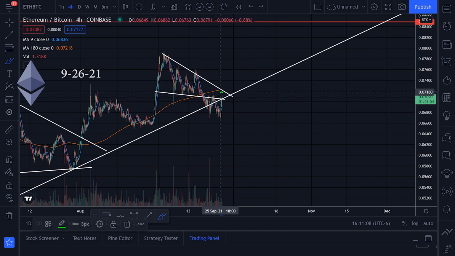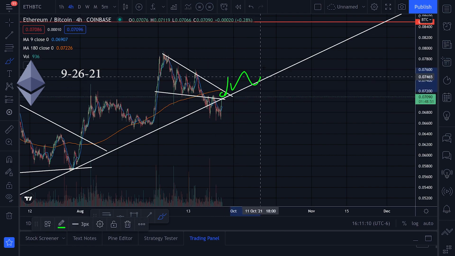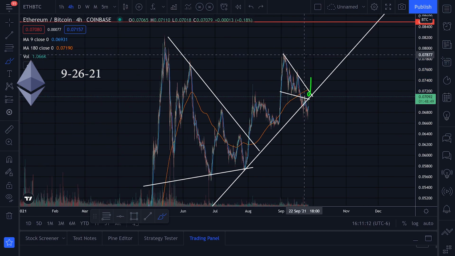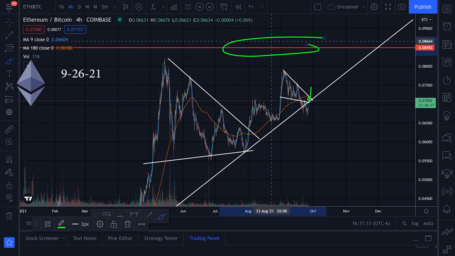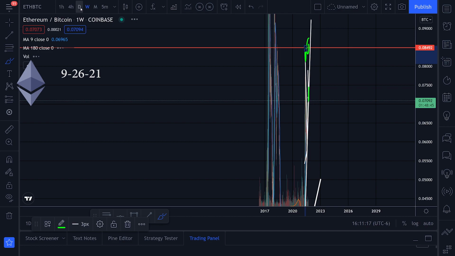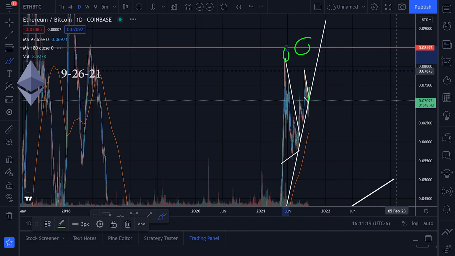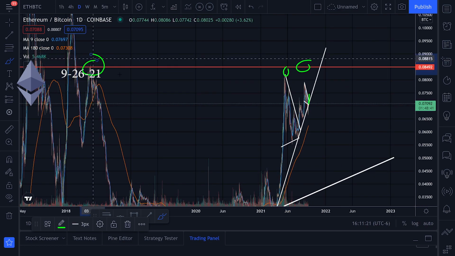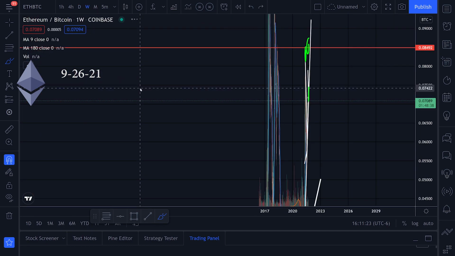But I think if we could break out of this going to the upside, keep riding on this uptrend right here, start testing this previous red line, the previous resistance. If we go into the bigger time frame, the daily time frame, you can see that it's one of the tops from a long time ago. Let's see if we could break.